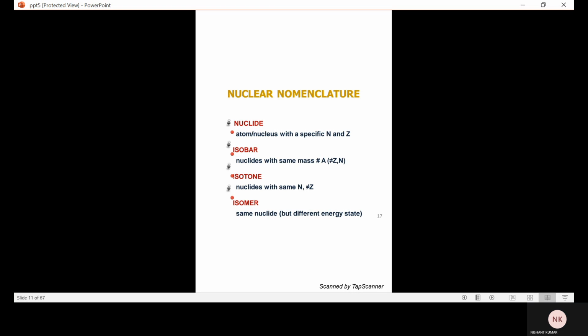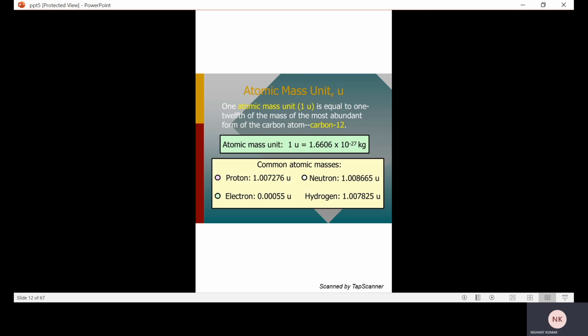Isobar. Two atoms with the same mass number but different atomic number are called isobars. Isotones. Nuclides with the same N. Isomers. The same nuclides but in a different energy state are called isomers.